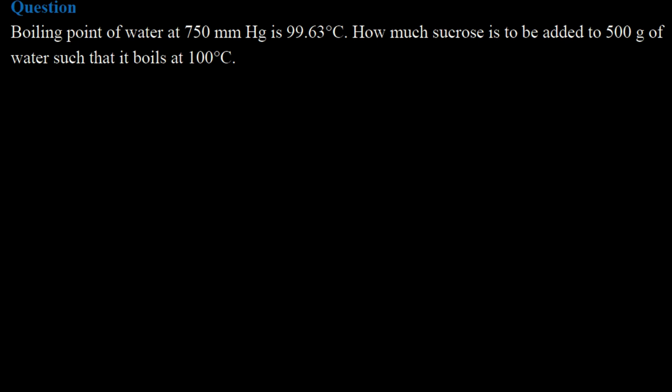That is the elevation in boiling point. When a solute is added, elevation in boiling point takes place. So that is why it is 100 degrees Celsius. So how much sucrose is required for it to boil at 100 degrees Celsius? That is the question.